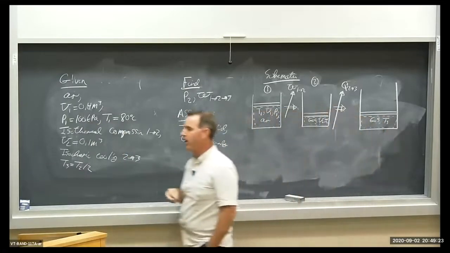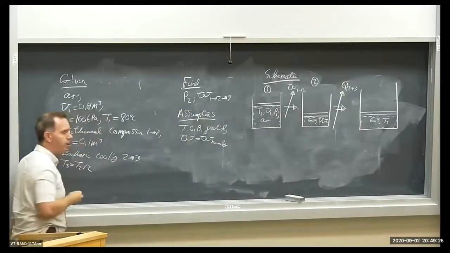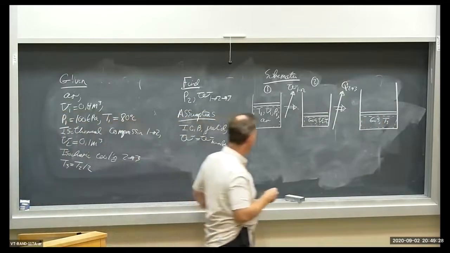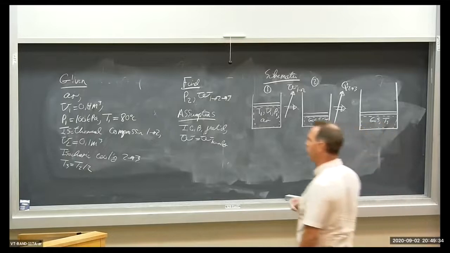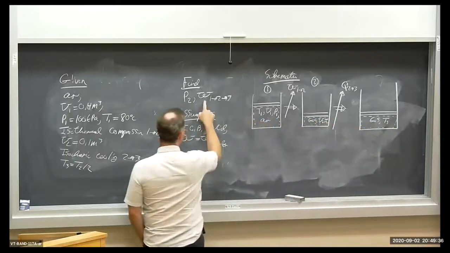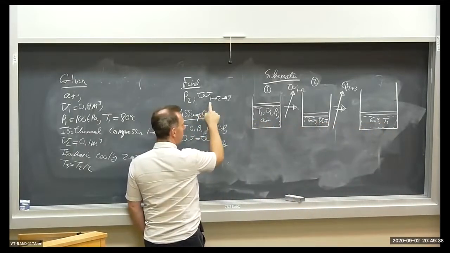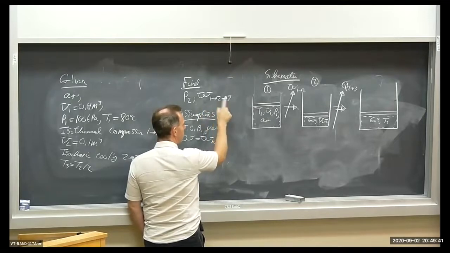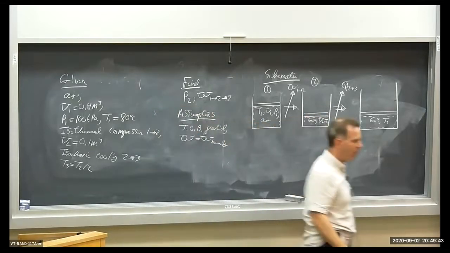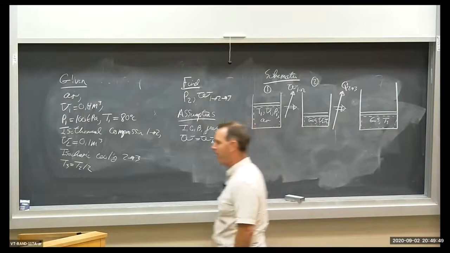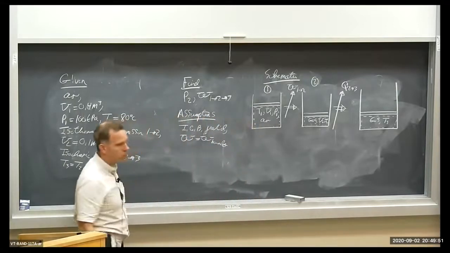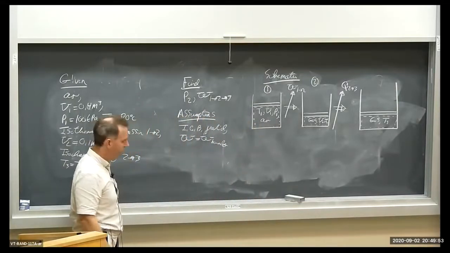Okay, what are we supposed to find here? We're supposed to find the pressure at state 2 after we do the isothermal compression. And we're also supposed to find the boundary work as we move from state 1 to state 2 and to state 3. We're supposed to find the total boundary work along the path 1 to 2 to 3, okay? So that's the plan for today.